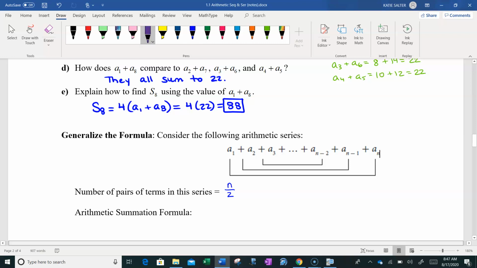So the formula for the sum of the first n terms is going to be S sub n is equal to n divided by 2 times (A sub 1 plus A sub n). And that's how we're going to find the sum of the first however many terms it wants us to find.